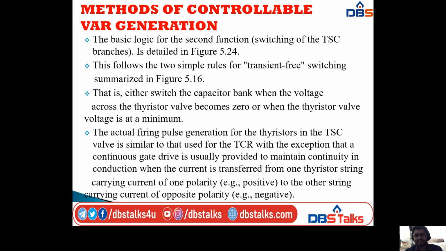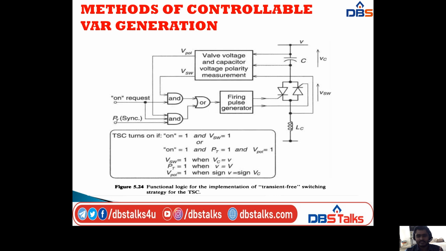And next, I will show another diagram. The basic logic for the second function, that is switching of the TSC branches, is detailed in figure 5.24. This is also the functional logic for the implementation of the transient free switching strategy for the TSC. This is the second functionality we are using. Here we are using some logic gates, AND gate and OR gate, and these gates are given to the firing pulse generator.